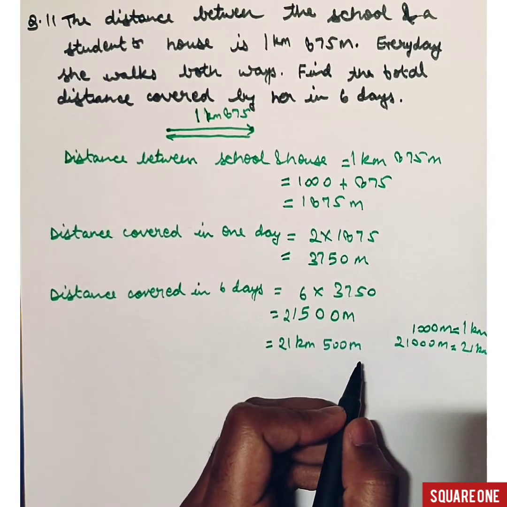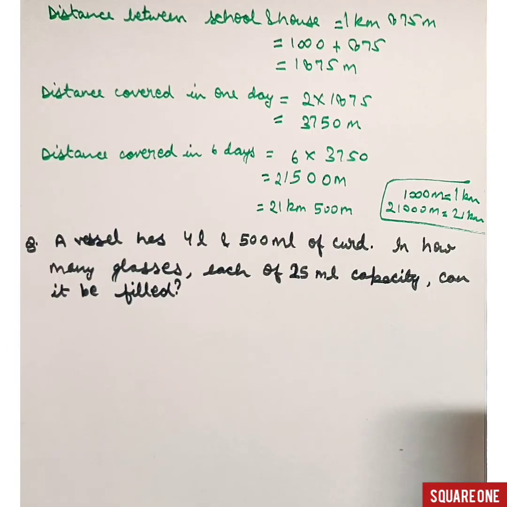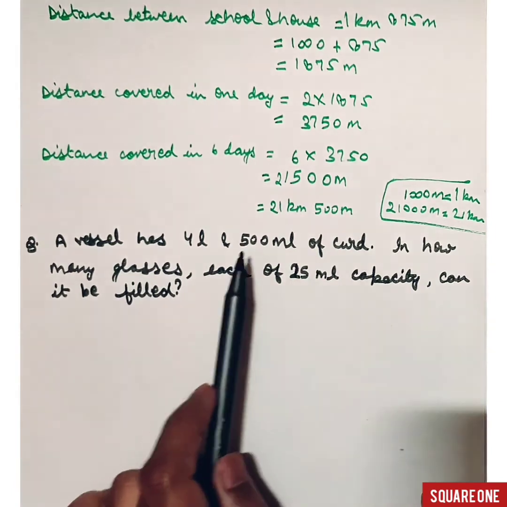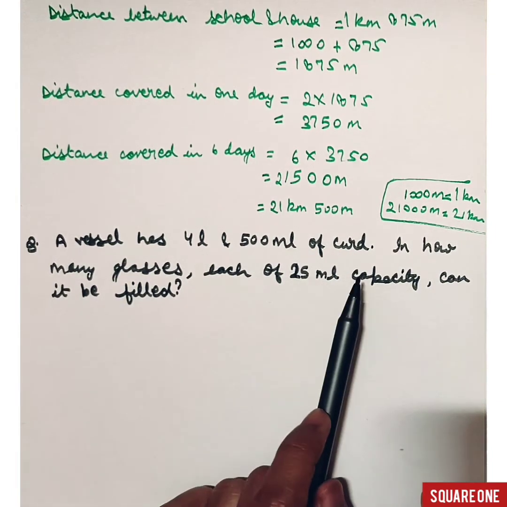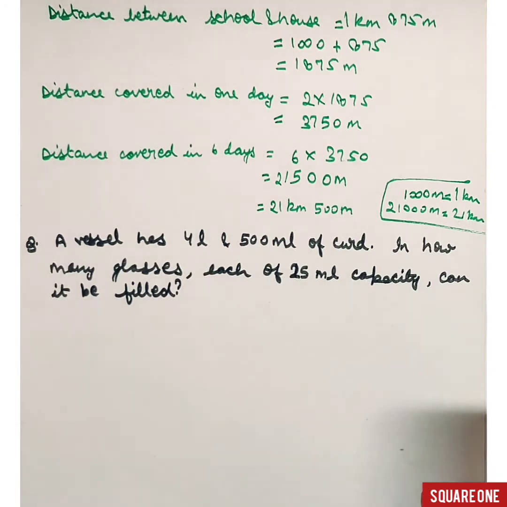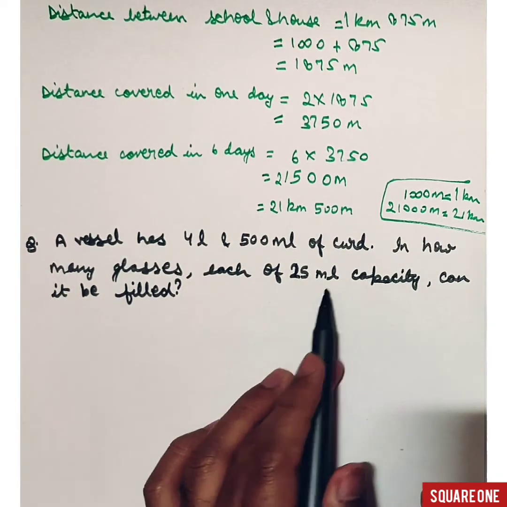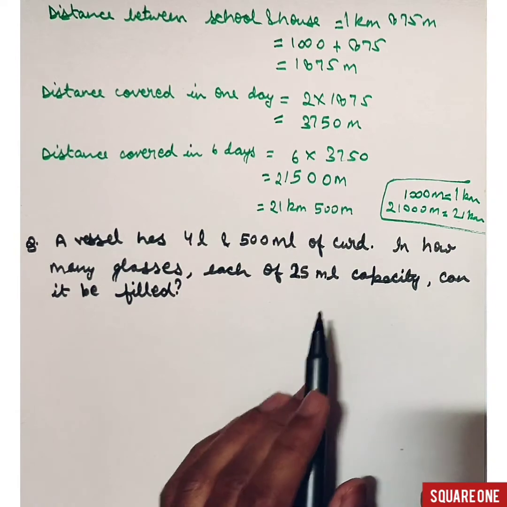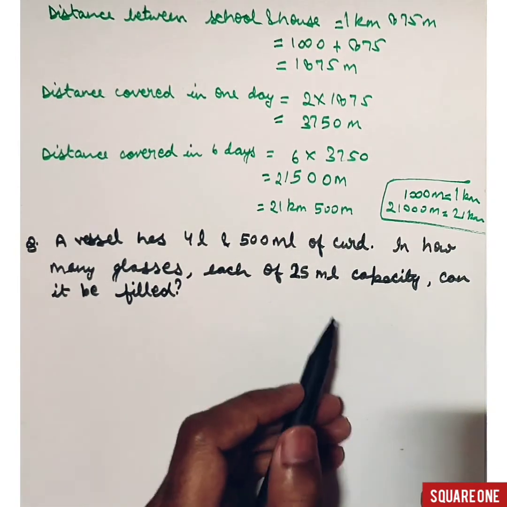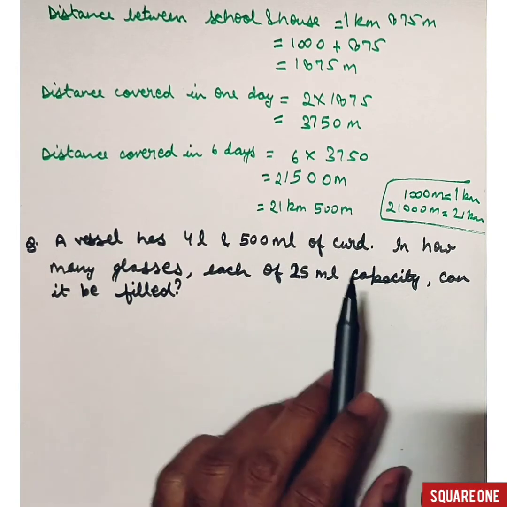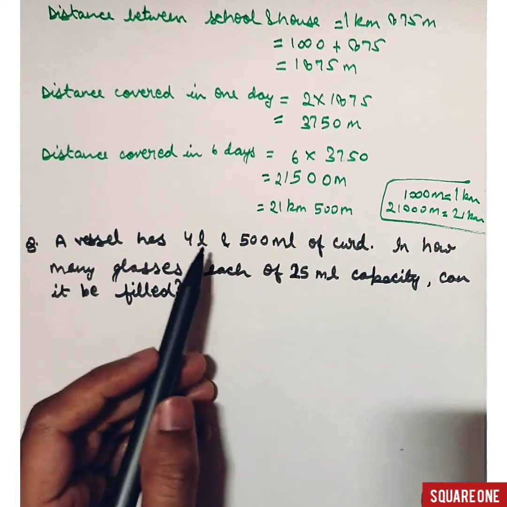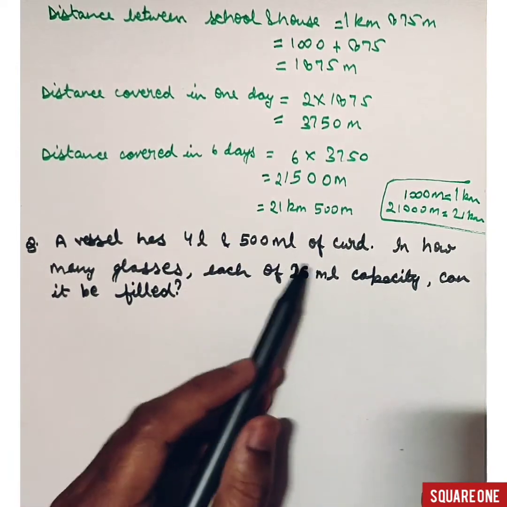Now the last question we have is: a vessel has 4 liter and 500 milliliter of curd. In how many glasses each of 25 ml capacity can it be filled? Now we have glasses of 25 ml capacity. Ml means milliliter. Total curd is 4 liter and 500 milliliter. To find out the number of glasses, we divide this number by 25 ml and the quotient will be our answer.